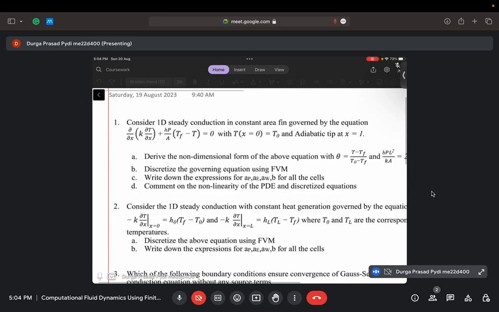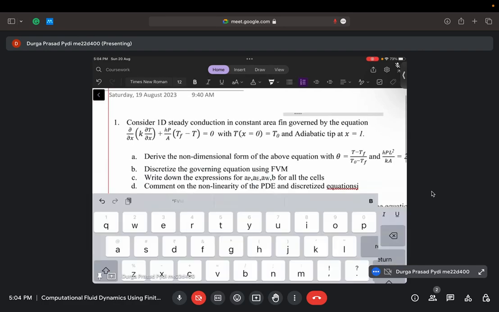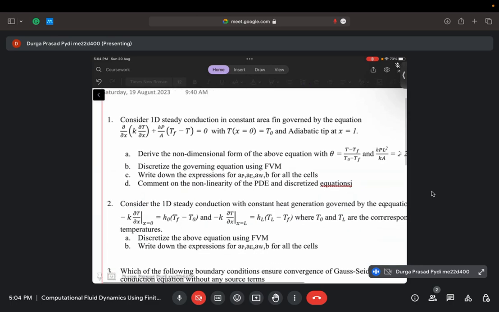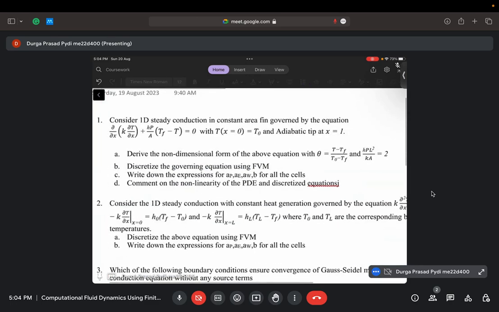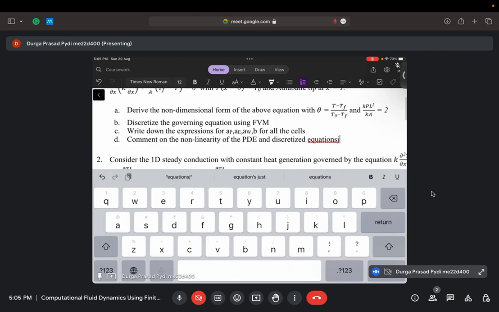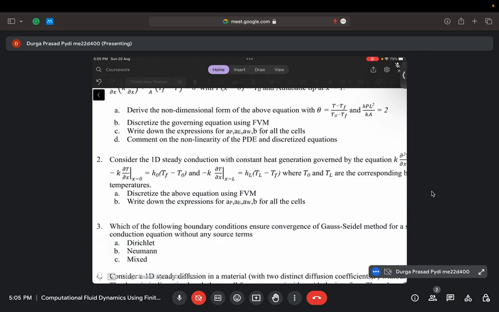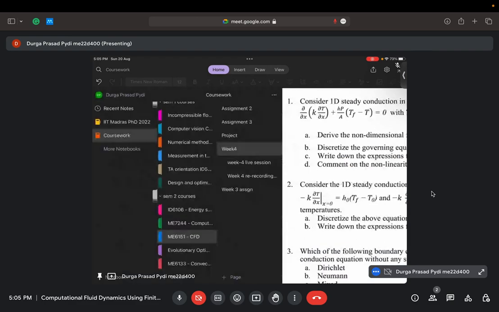So the first question essentially asks you to convert the above equation into a non-dimensional form, and then we discretize the equation using FVM. Then you obtain the general form of the equation, and write down all the coefficients AP, A east, A west, and B. And we also try to comment on the non-linearity of the PDE as well as the discrete equations.